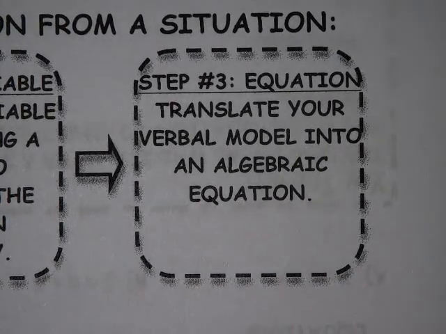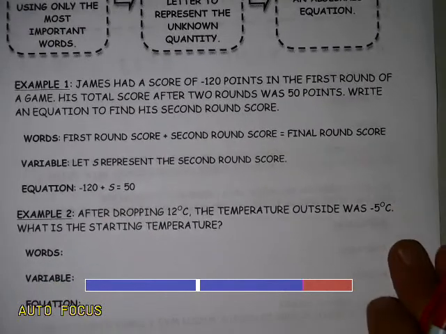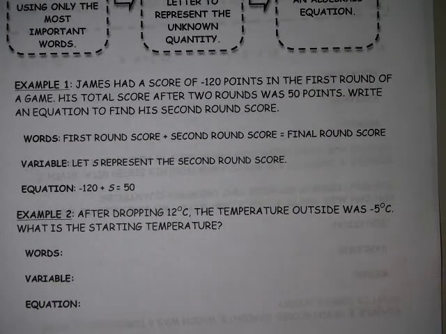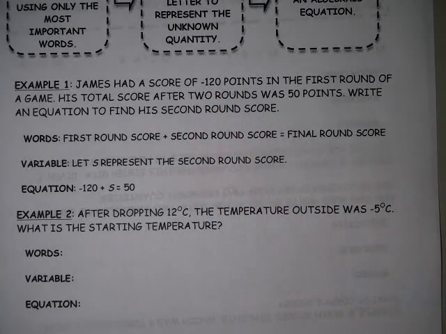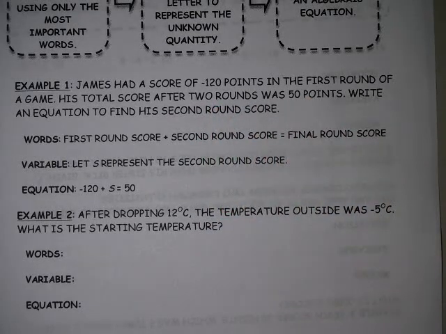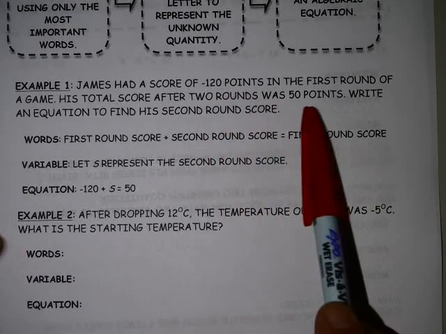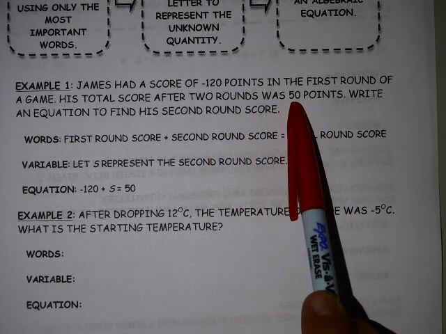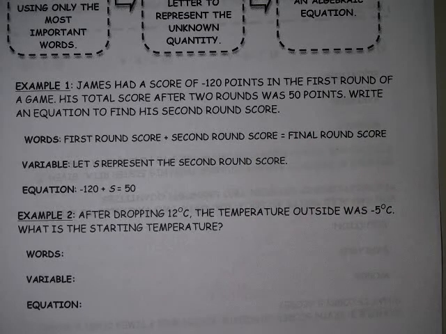So let's jump right into some examples. We're going to start out, and we have one done for you on your notes. It says James had a score of -120 points in the first round of a game. His total score after 2 rounds was 50 points. Hopefully you already know that if he started out at -120 and then ended up with a positive number, the second round he had a pretty high total. But again, today we're just practicing writing them. We're not actually going to solve any.